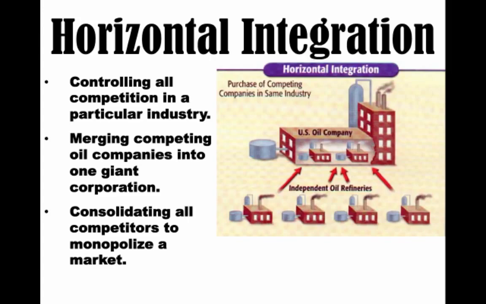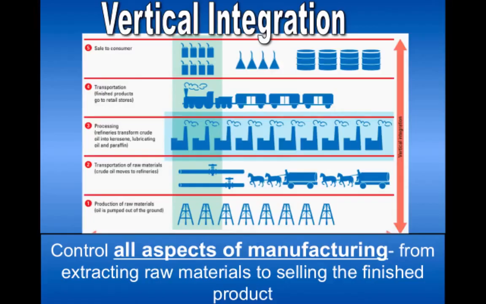And so horizontal integration was done by these business leaders such as Rockefeller. The other one is vertical integration, and this one is controlling all aspects of manufacturing, from extracting the raw materials to selling the finished product.